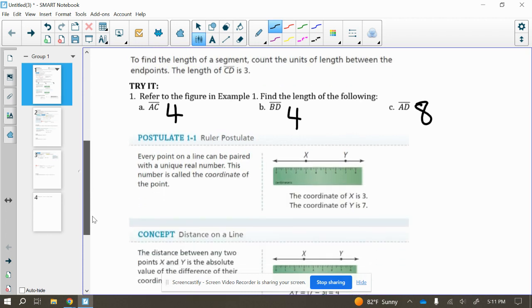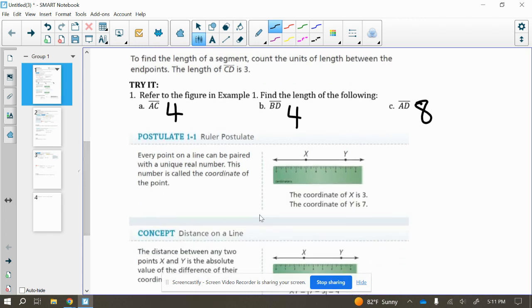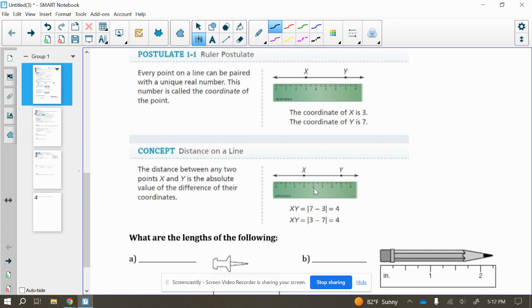What this brings us to is the idea of our ruler postulate, which is going into the idea of where a coordinate is at. For instance, on this one, X is at 3, Y is at 7. So those are the coordinates that they are located at, as opposed to the length of the whole segment, the idea of distance between 3 and 7, which is 4 units.